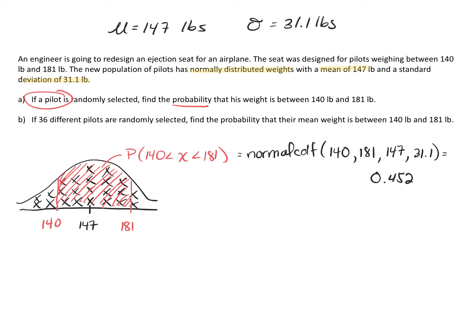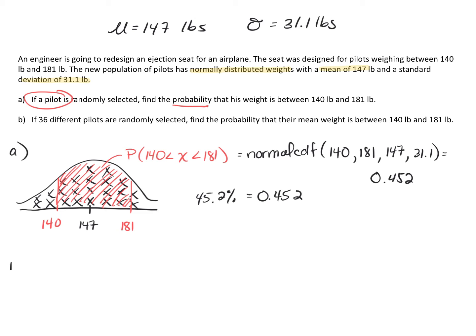So that means that there is about a 45.2% chance that if I randomly choose a pilot, that pilot's weight is going to be between 140 and 181 pounds. Or we typically write our probabilities as a decimal. That's 0.452. Okay, so that's how we would answer question A.